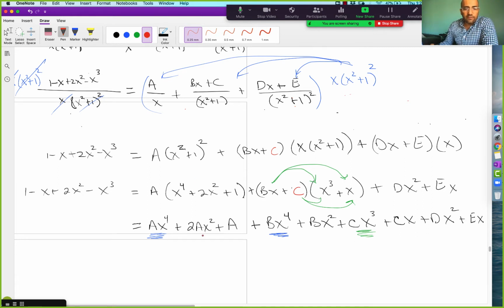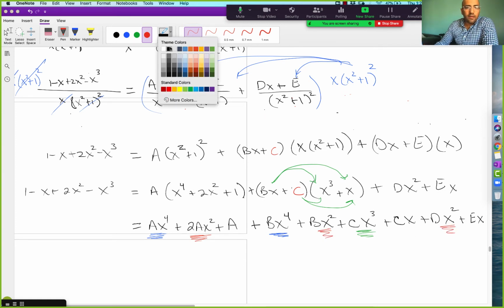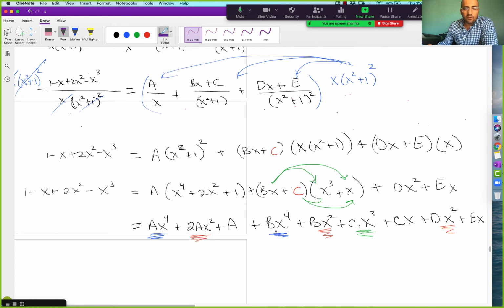Then all the things that have squares. So this one has a square, this one has a square, this one has a square. And then all the things that have powers of 1. This guy and this guy have x to the power of 1. And then there's the last survivor. The only thing, the constant that doesn't have a variable at all, is this guy. Good. Okay, so let's just regroup them over here.